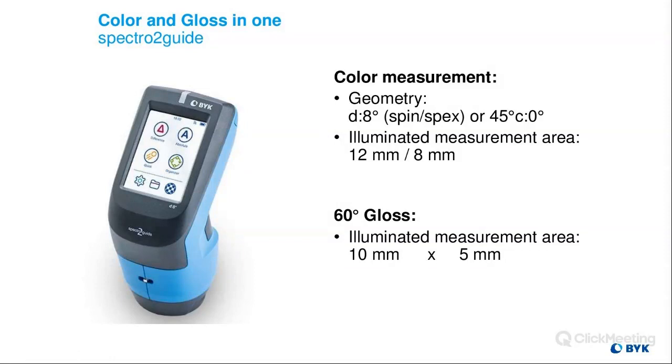What I'd like to talk about now is, let me activate my pointer so you can see what I'm pointing at. This comes in two geometries, and this is pretty common for color instruments. Sphere, also called D8, and it also comes in a 45-0 model. As this is one of our greatest hits, I'm going to talk a bit about sphere versus 45-0, what the difference is, and why you might use one over the other.